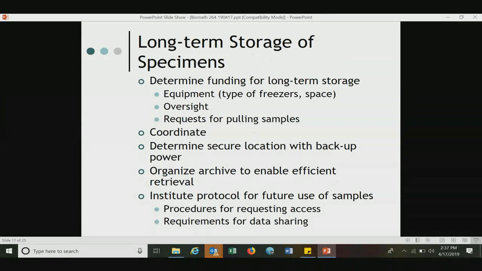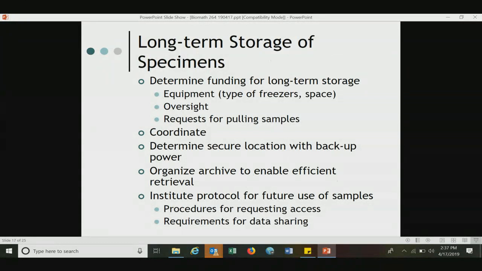If you're going to store stuff long term, make sure you have money for it, and that means money for the equipment, money for who's going to be paying attention to whether it's there, and then also money for how to manage the pulling of the samples. So if you're going with one of these big repositories, you're going to have to pay them when you want your samples pulled. So be sure that you plan for that.